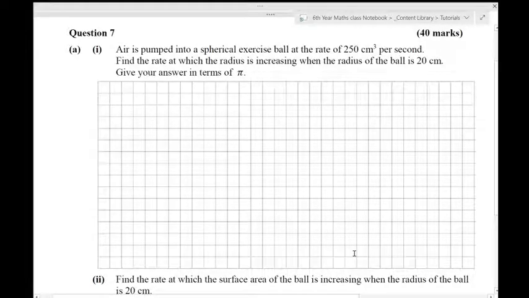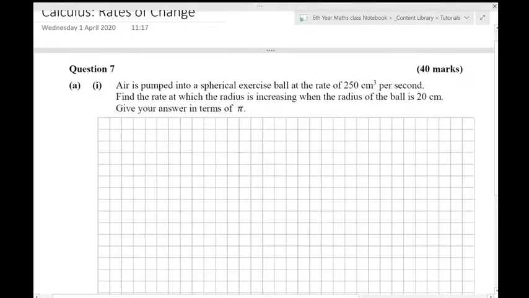Okay, we're just trying to look at this question that we had from the exam paper. And I suppose when you're doing rates of change questions, it's really important that you look at every piece of information that you're given. So in this particular question here, you're given 250 centimeters per second.